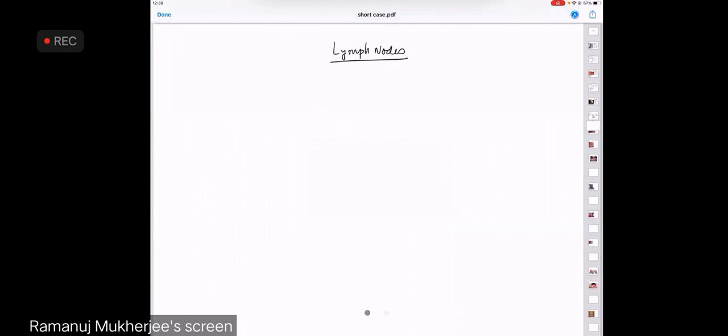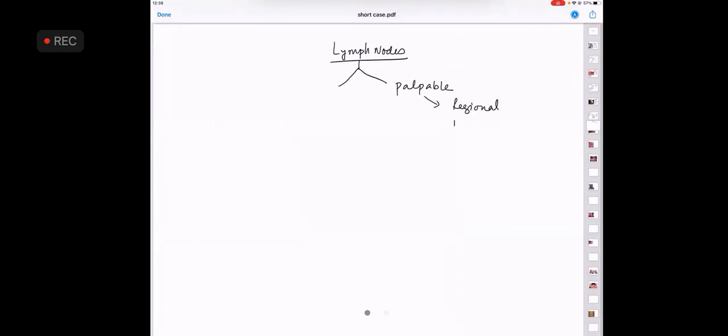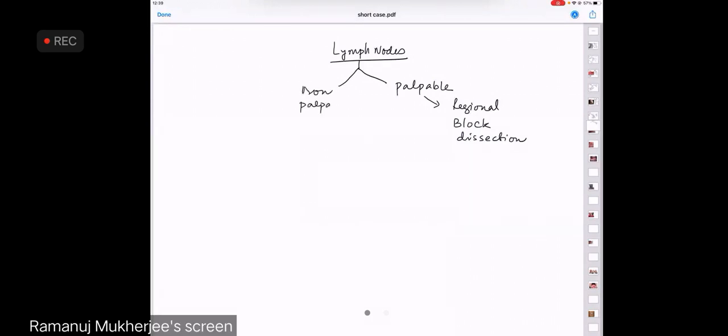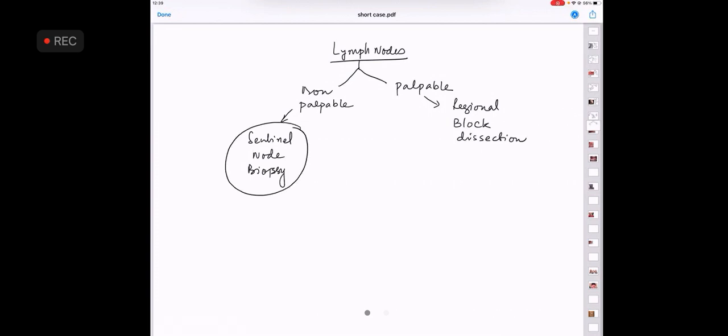So lymph nodes are very straight. If the lymph nodes are palpable, then go for a regional block dissection. If the lymph nodes are not palpable, then go for a sentinel node biopsy. Can you tell me any other disease where a sentinel node biopsy is done?